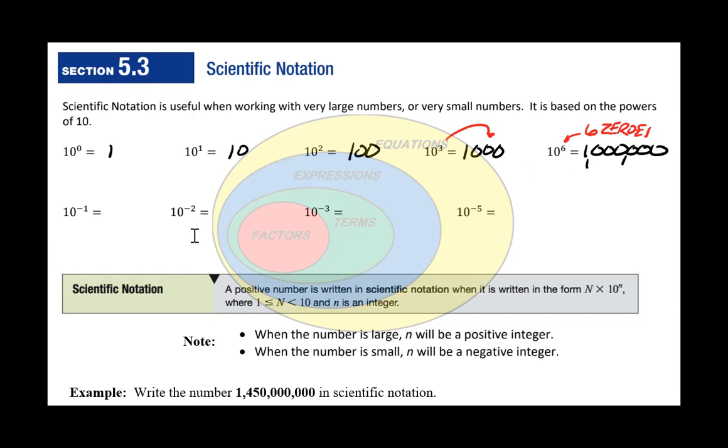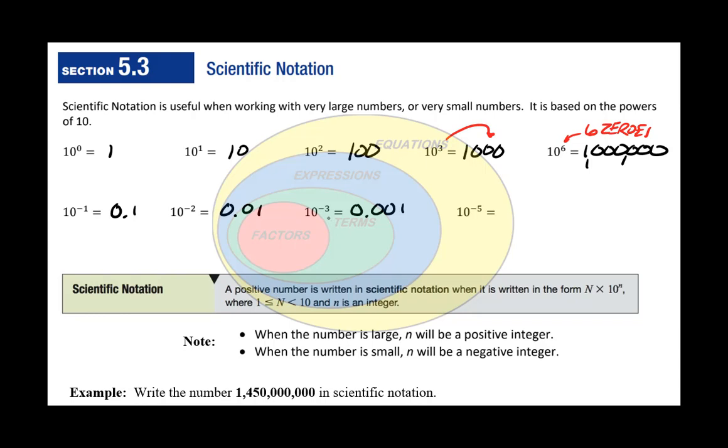With negative exponents, the decimal place is basically moving to the left. So 10 to the negative 1 is the same as 1/10, or 0.1. 10 to the negative 2 is 1/100th, or 0.01. 10 to the negative 3 would be 0.001, or 1/1,000th.